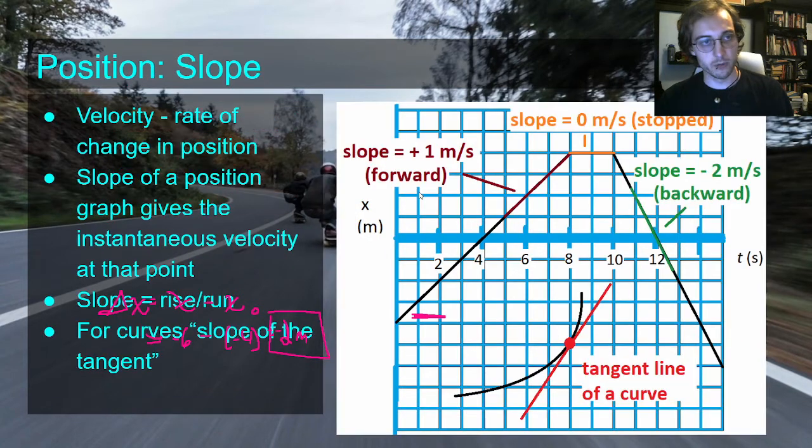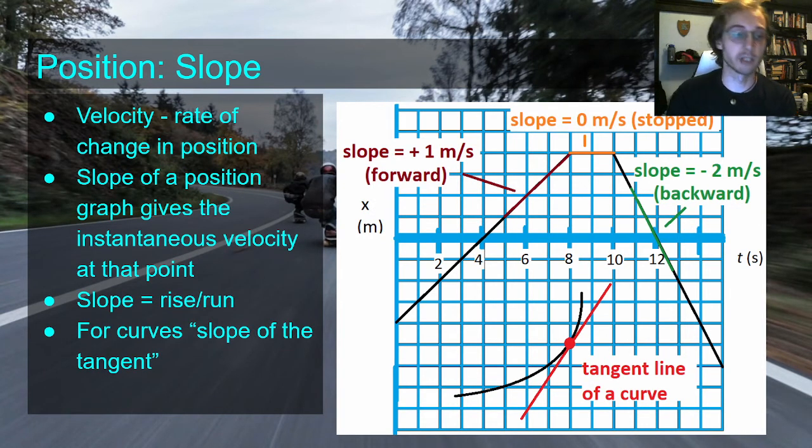All right, so what else can we do with position graphs? The big one that's going to come up a lot, because this is going to be related to our other vocab words, is going to be slope. Because velocity is the rate of change in position, meaning how much your position is changing by each second, and your slope gives you the rate of change, if you take the slope of a position graph, that will give you your instantaneous velocity at that point in the position graph.